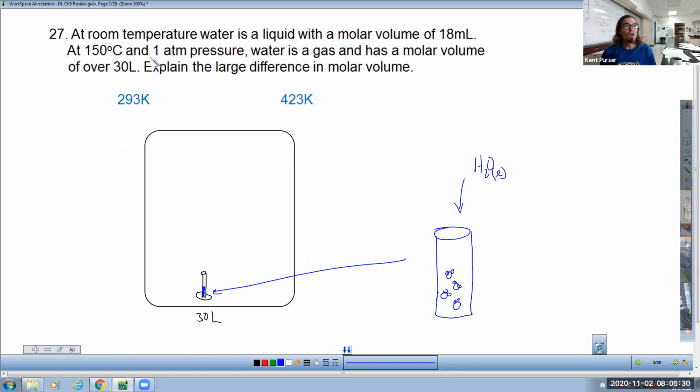At room temperature, we know water is water. Now what we're going to do is heat it up past its boiling temperature. At 150 degrees, we know that this water is all going to boil out. And these particles are going to then be in the vapor state.